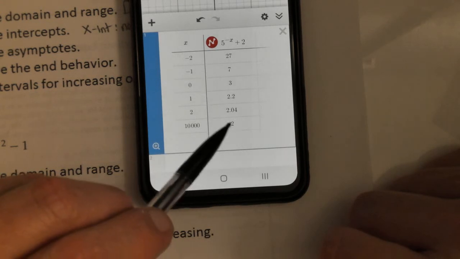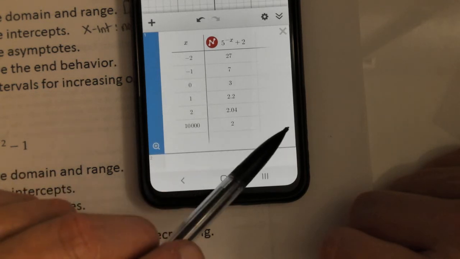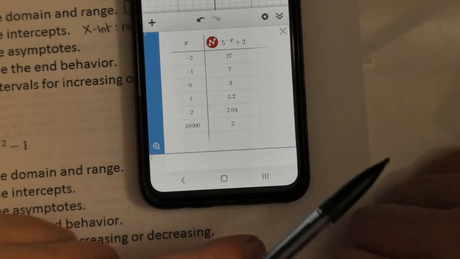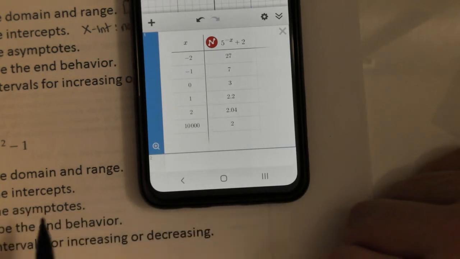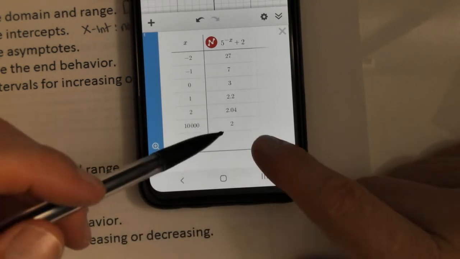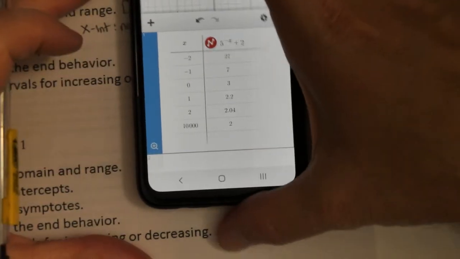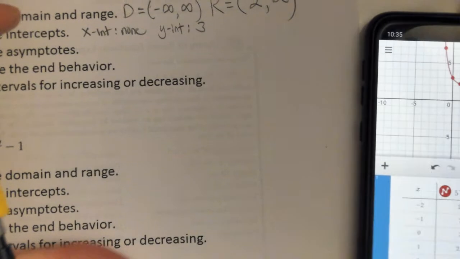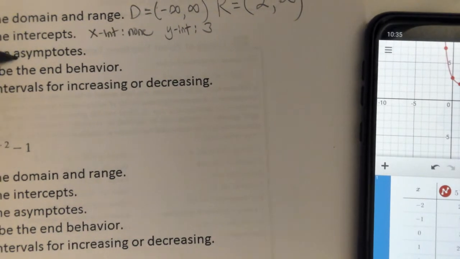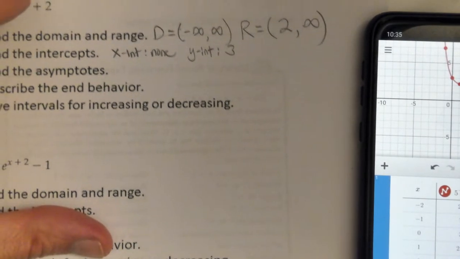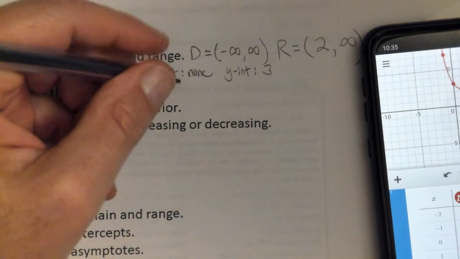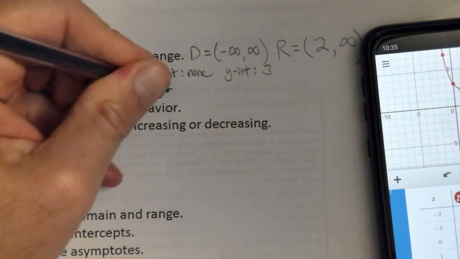So it's estimating 2 here at 10,000 on the x, right? But really, this is 2.0000000000000000001. So it still never reaches that value, even though the calculator has to estimate that it does, right? So don't let that fool you when you're graphing. The asymptote here is still going to be y equals 2. All right.